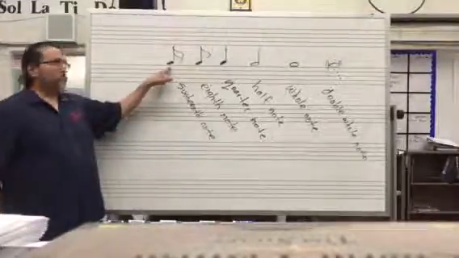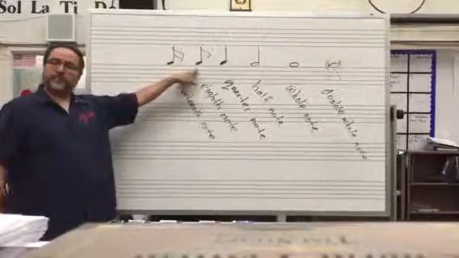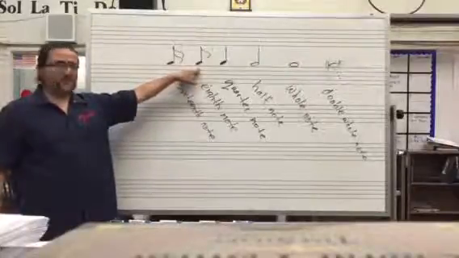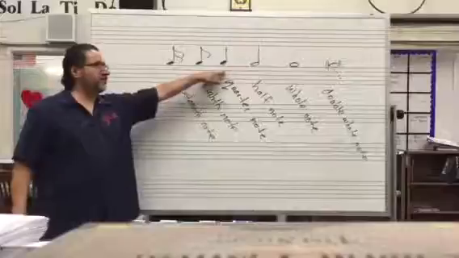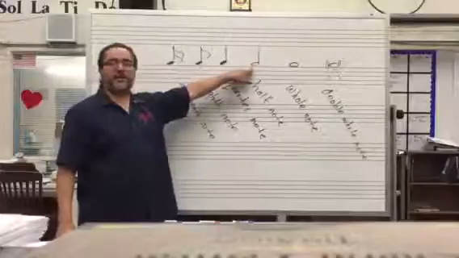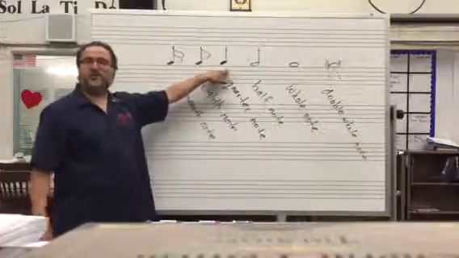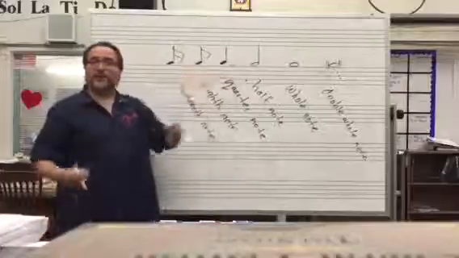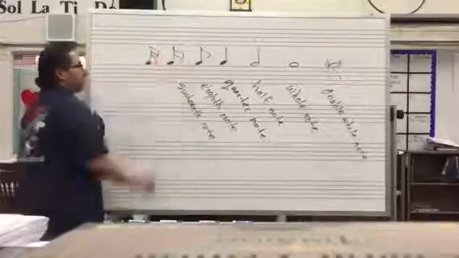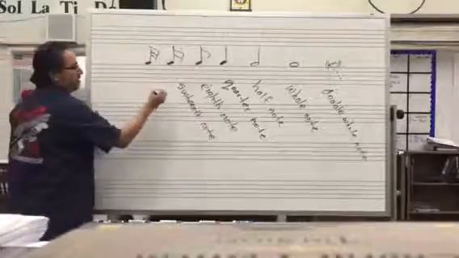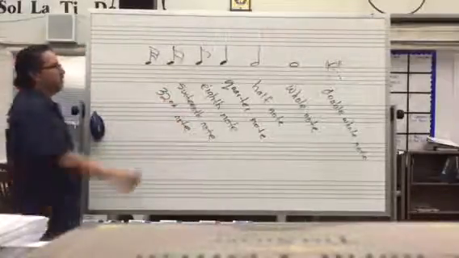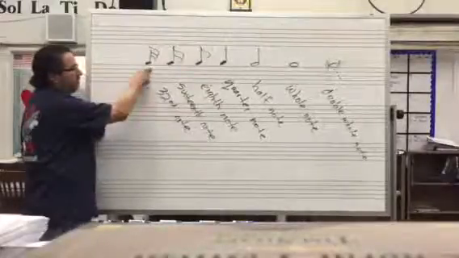2 times greater than this is what? 2 times greater than this is an eighth note. 2 times greater than an eighth note is a quarter note. 2 times greater than a quarter note is a half note. 2 times shorter than a half note is a quarter note. So every time you move 1 time on the chart, you're doubling or cutting in half. The next would be 3 flags. What would we call that? We'd call that a 32nd note. 2 times smaller than a 16th is a 32nd.